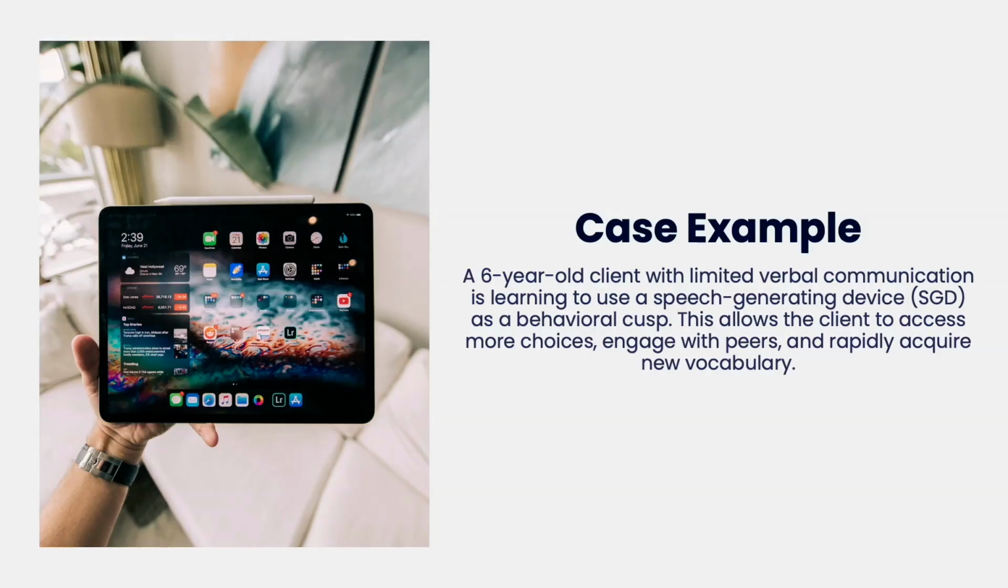So an example is you've got a 6-year-old who has limited verbal communication, so close to a non-speaker, and is learning to use a speech-generating device as a behavioral cusp. This will give them access to more choices, engage with peers, and rapidly acquire new vocabulary. Both expressive and receptive vocabulary is gained rapidly when we move to a way to communicate, whether that's a device or something else.